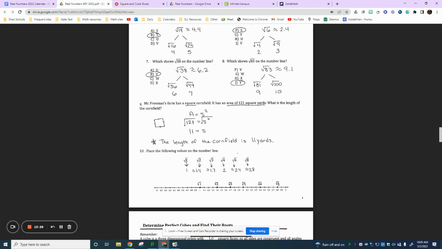Okay, so notice that we have some perfect squares. Then we have some that you could use your calculator to approximate, but knowing where these are located on the number line is important.